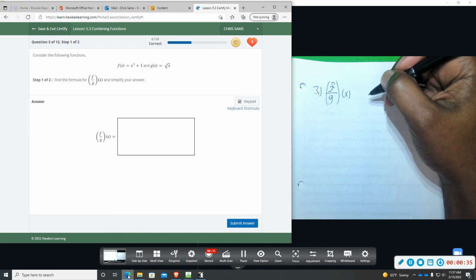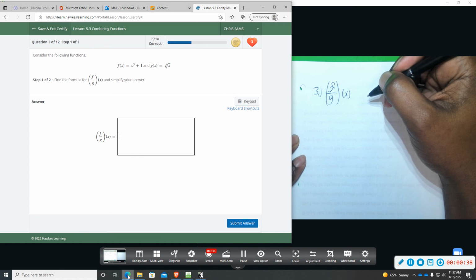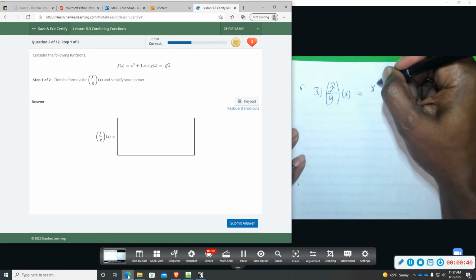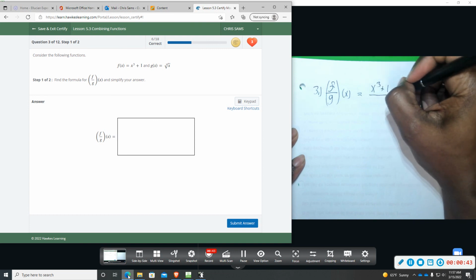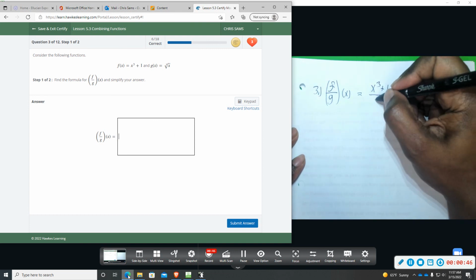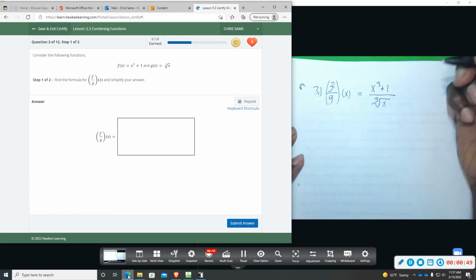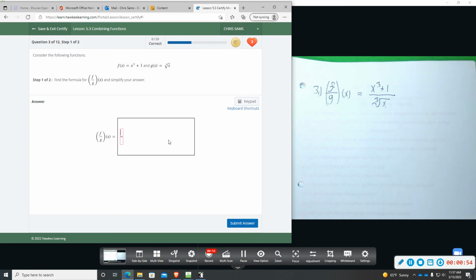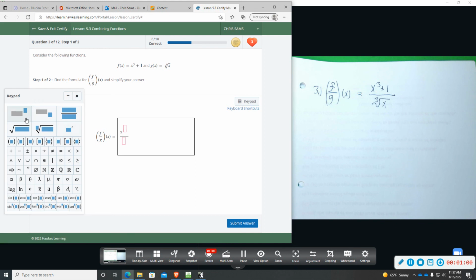So f goes on the top, which is x cubed plus 1, and then on the bottom is the g equation, which is going to be the cube root of x. And per the last example, they did not want us to simplify it, so we're going to leave it like it is. Let's say x cubed plus 1, and then on the bottom we're going to do the cube root of x.